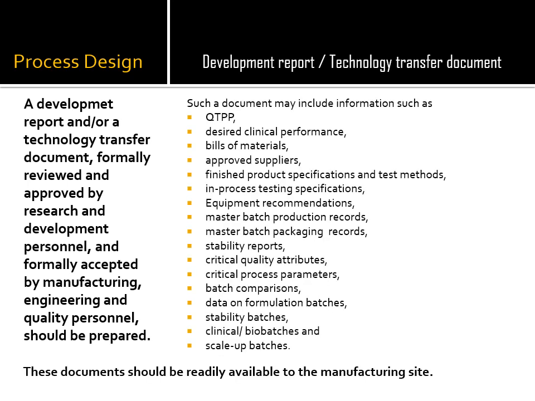Such a document may include information such as QTPP, desired clinical performance, bills of materials, approved suppliers, finished product specifications and test methods, in-process testing specifications, equipment recommendations, master batch production records, master batch packaging records, stability reports, critical quality attributes, critical process parameters, batch comparisons, data on formulation batches, stability batches, clinical/bio batches and scale-up batches. These documents should be readily available to manufacturing.